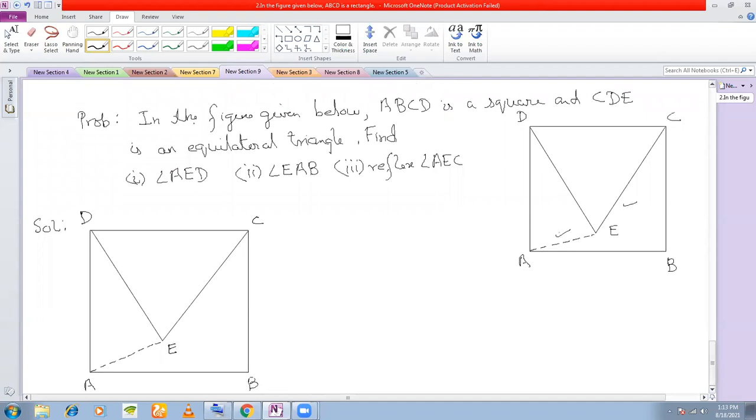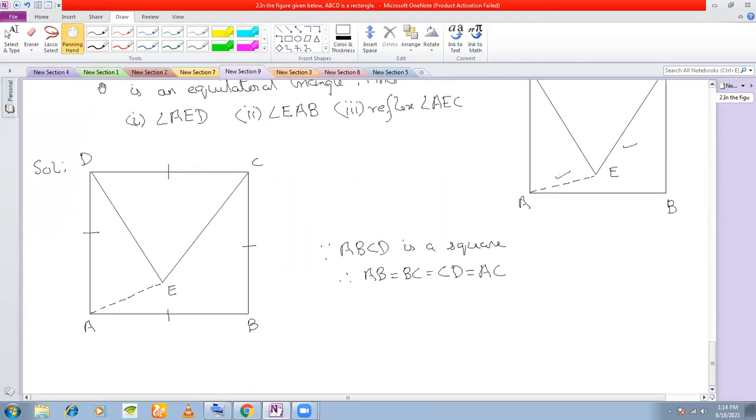Now look at how we solve this question. Now see, this is a square, so all four sides will be equal, right? So we write, since ABCD is a square, therefore AB is equal to BC is equal to CD is equal to AD. This is a square, so all four sides are equal.